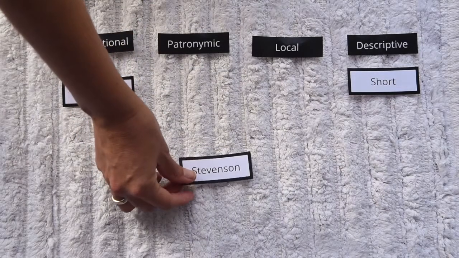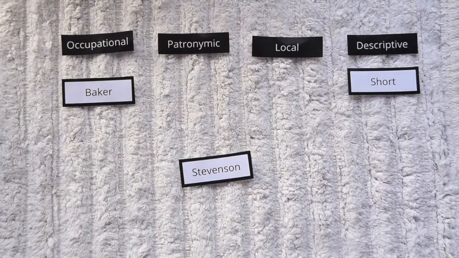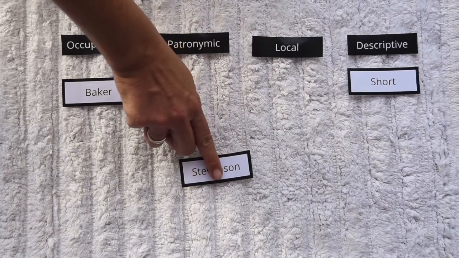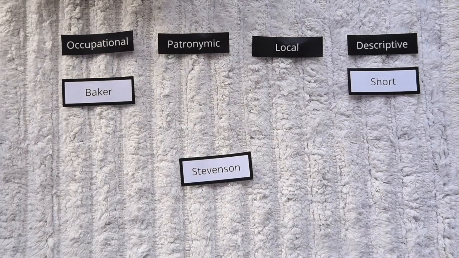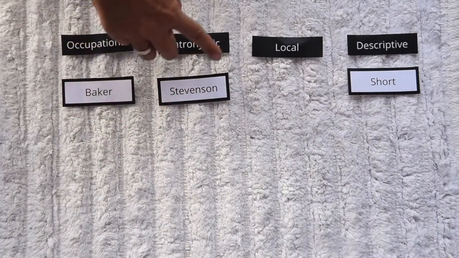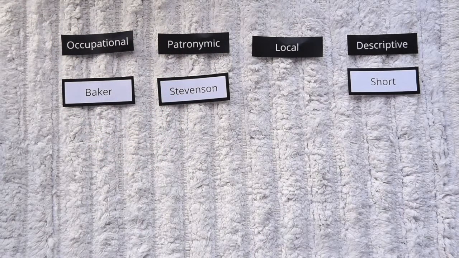What about this one? Stevenson. This could also be read as Stephen's son. That name isn't occupational, it is patronymic. Remember? Father's name. So this family name or surname describes who your father is. You are the son of Stephen.